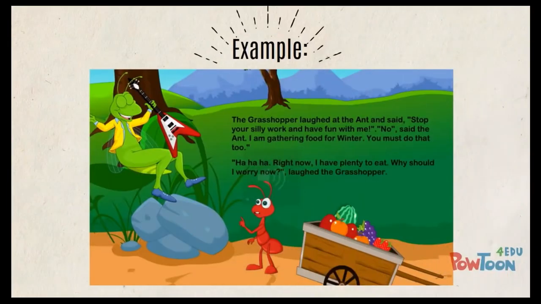So let's take a look at this selection from a story. The grasshopper laughed at the ant and said, "Stop your silly work and have fun with me." "No," said the ant, "I'm gathering food for winter. You must do that too." "Ha ha! Right now I have plenty to eat. Why should I worry now?" laughed the grasshopper.